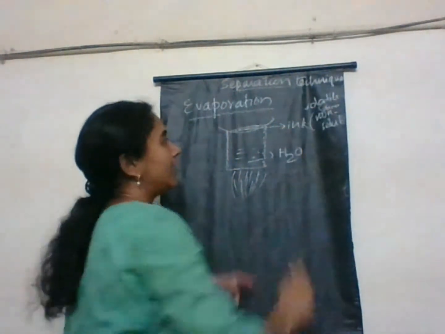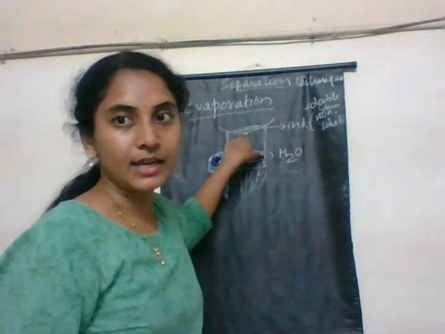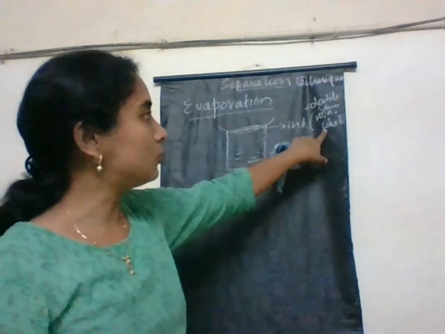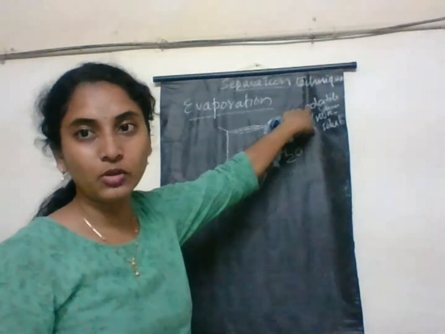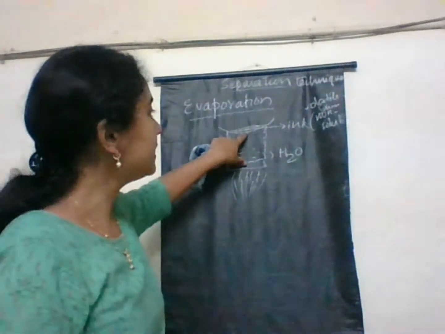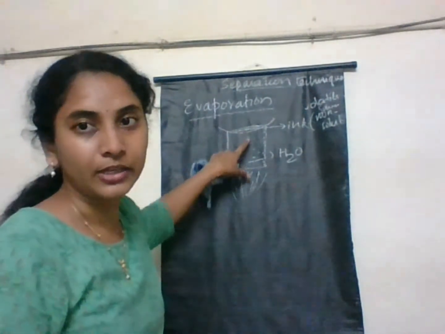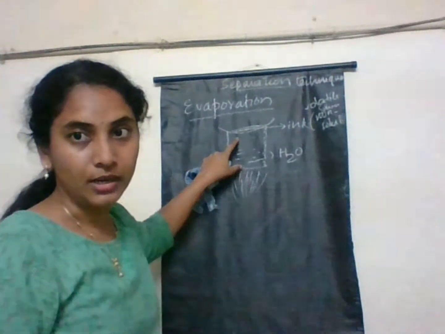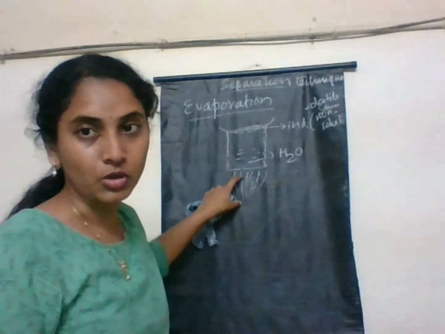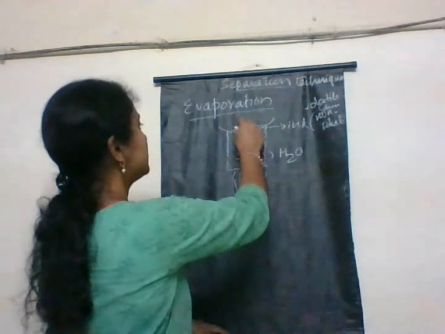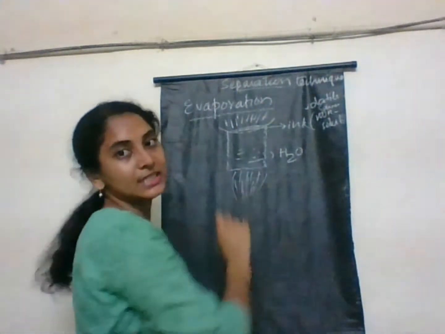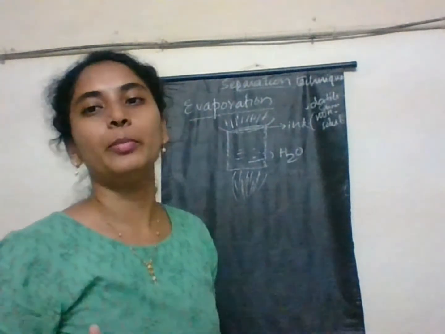So when you take ink, it contains dye. Ink is a mixture of dye plus water. Dye is a non-volatile solute, whereas water is a volatile solvent. When you take ink in a watch glass and put it on a beaker which contains water, and heat it for some time, what happens? The water, the volatile solvent present in the ink, gets evaporated.